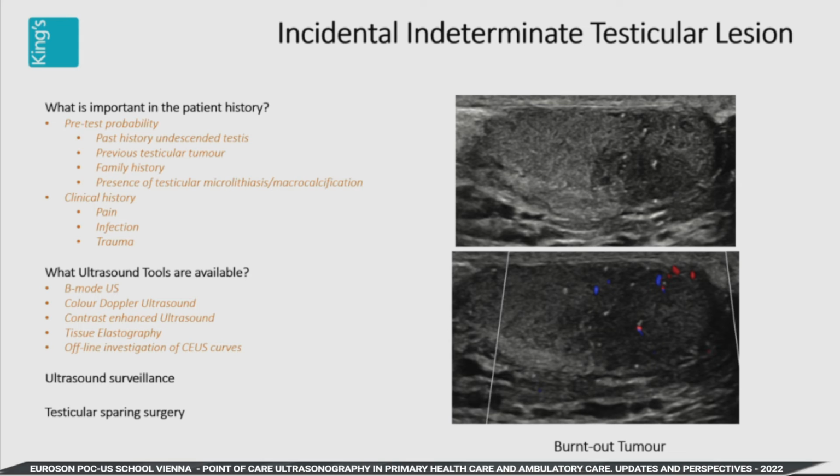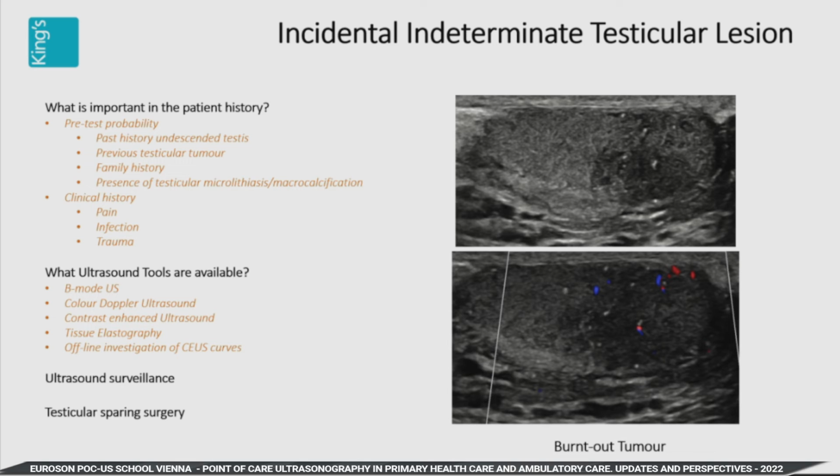So you get a lot of history, and it's very important when you've got this indeterminate lesion. Pre-test probability: was there a past history of undescended testes? Was there a previous history of testicular tumor? Is there a family history of a tumor? Is there, when you're looking, testicular microlithiasis and macrocalcification? Ask the patient, is there pain? Is it painless? Is there infection? Was there trauma? Often a young male patient with a focal lesion in the testes, which is a hematoma, won't tell you they've had trauma because they can't remember what happened last night when they came away from the bar. Don't ask their friends, they were doing the same thing. So you've got to get a history from them.